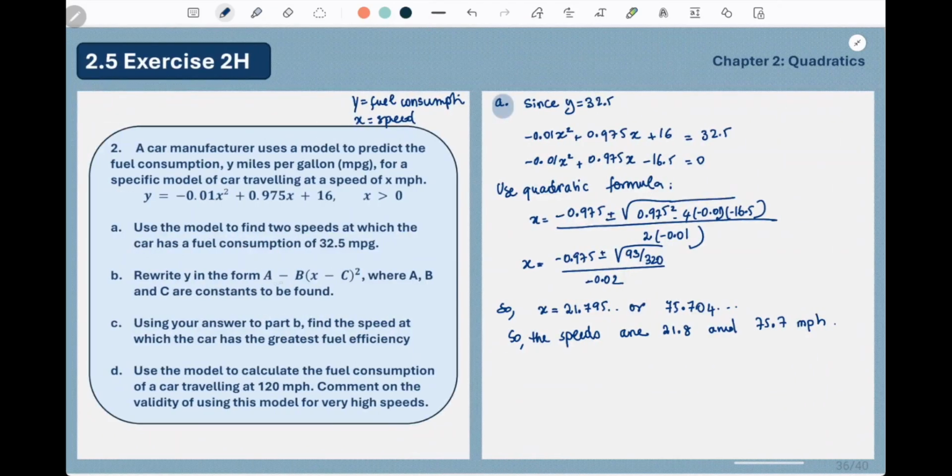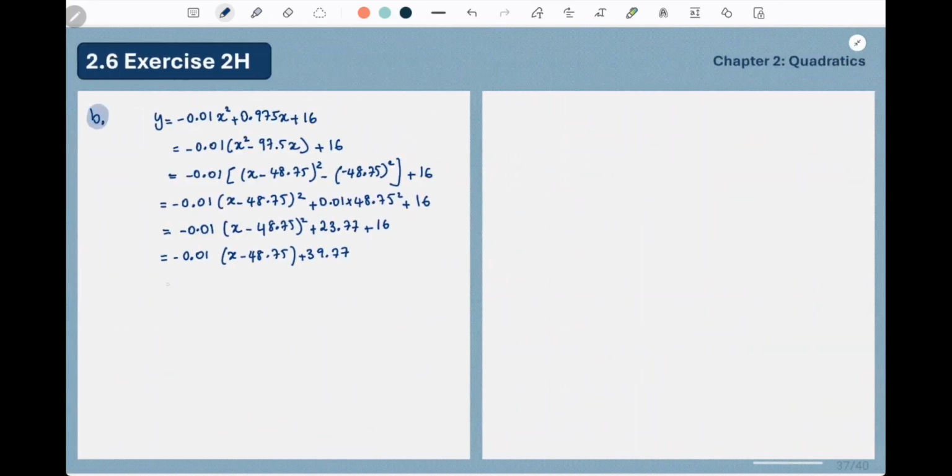So I'm given a, so if I would rewrite it in this form, A will be here, minus 0.01 times minus 48.75. So perfect. Now it's in the same form as the question. So it will be easy to find what is A.